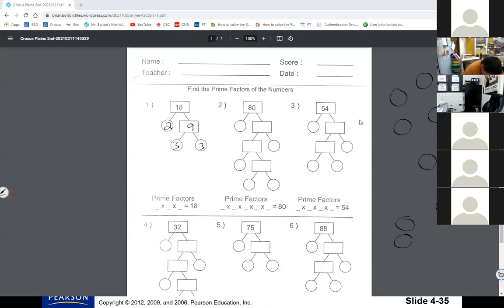So if you want a little bit of practice on prime number factorization, you can do it this way. This one would be like 2 and 40, and then 2 and 20, and then 2 and 10, and then 2 and 5. So everything in the circle is a prime. Everything in a box is a composite. Now, when you're doing these questions, you can break them down to whatever factors you want, as long as you end up with prime numbers at the end.